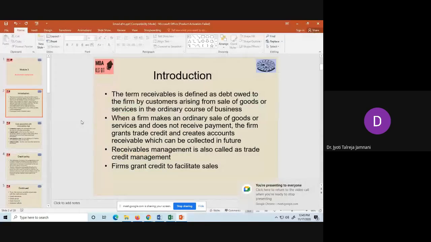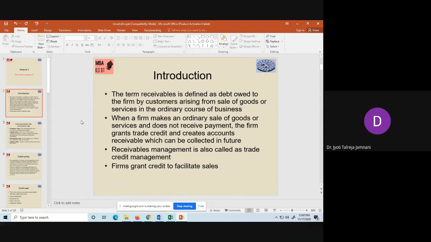The term receivable is defined as debt owed to the firm by customers arising from sale of goods or services in the ordinary course of business. So only when you sell goods or services and the customer has still not paid, we call it receivables. When a firm makes an ordinary sale of goods or services and we don't receive the payment, we create an account called creditors account or receivables account, which will be collected in the future.